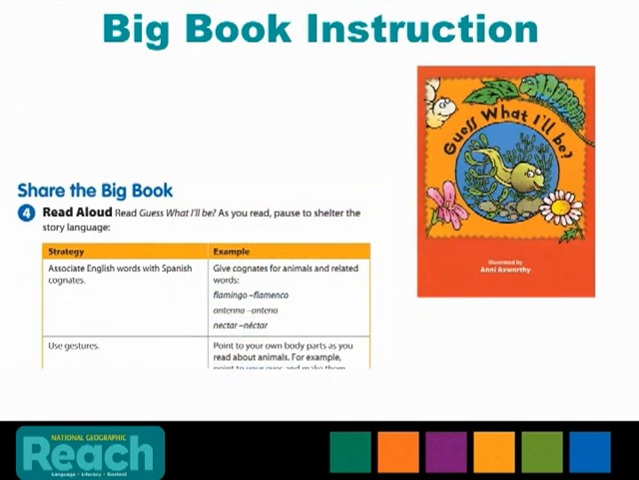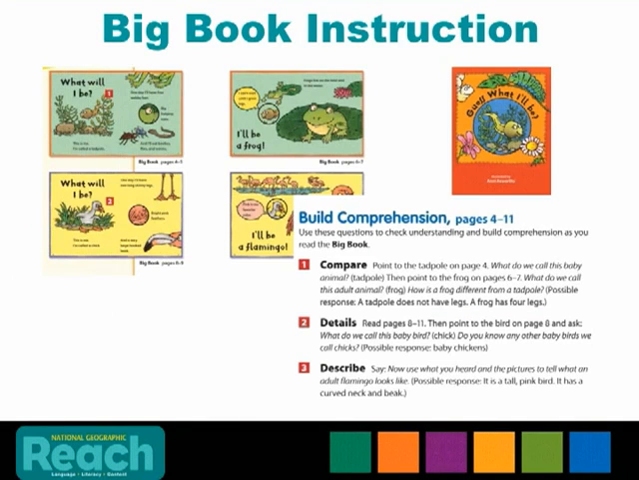Then, it's time to share the Big Book through a read aloud. Use the sheltering strategies provided to help support the student's comprehension of the story's language. As you read the Big Book, you will use the questions provided in the Teacher's Edition to check understanding and build comprehension. In first grade, the Build Comprehension questions help preview and front-load the reading strategy that students will be working with throughout the unit. In second grade, these questions will review the reading strategy taught in the previous unit.